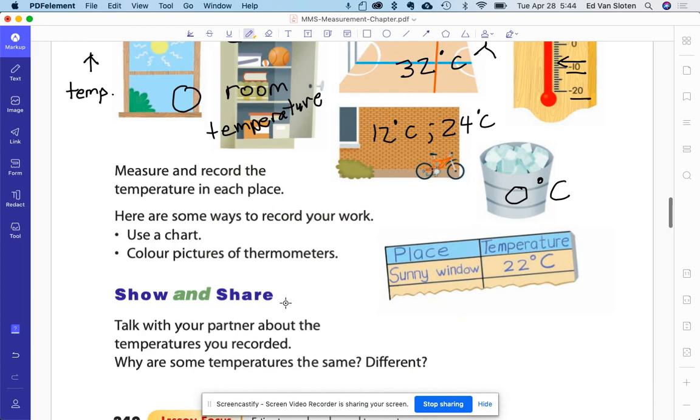Unfortunately, we will not be able to do our chart. We will not be able to do our color pictures of thermometers, although I might look for a file that gives you a color picture.